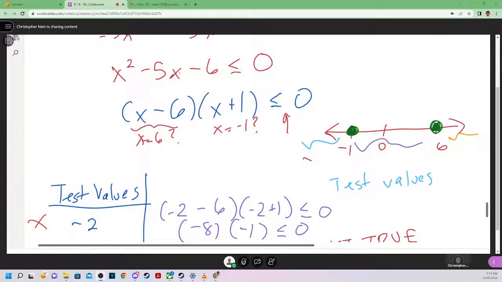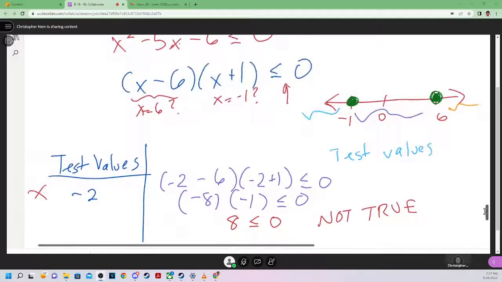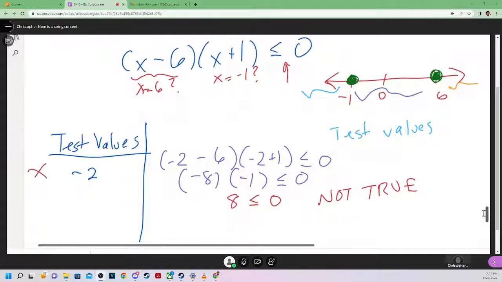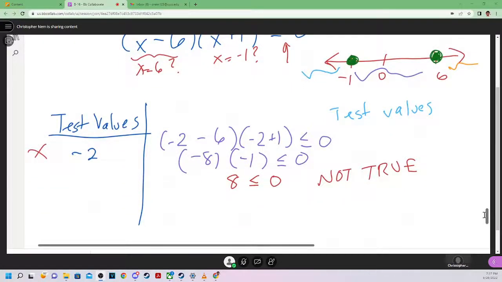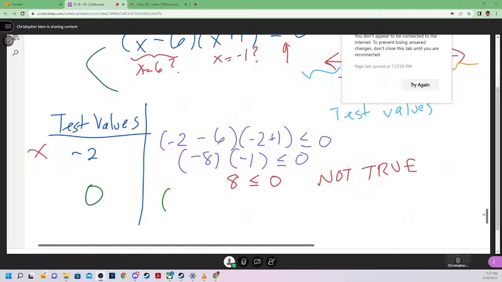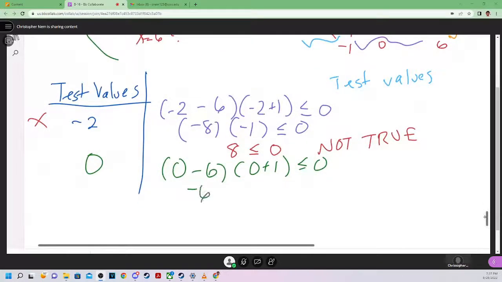Boom. Now we got to check the middle region. Well, let's choose an easy number in the middle. Once you choose a number from that region, you're done for that region, thankfully. You don't have to check every number possible. So I'm going to choose an easy number. Let's choose 0. 0 generally makes life easy. So let's check 0 now. Now, I have to plug it back into this original equation. You can put an original over here. It doesn't really matter. So 0 minus 6, 0 plus 1, less than or equal to 0. If I were to plug these in, I get negative 6 times 1. It's less than 0. What's negative times a positive? That's negative 6, less than 0. Is this statement true? This is true.